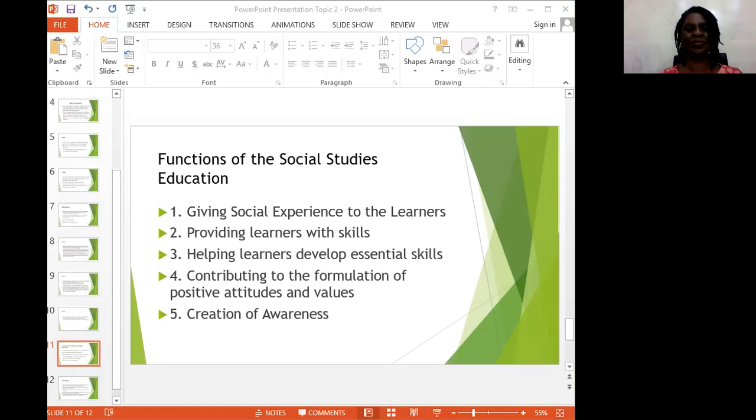Great. The fourth one, it helps in contributing to the formulation of positive attitudes and what? Values. And these are positive beliefs, positive attitudes, and positive behavior. And finally, it helps in creating what? Awareness. And what is this awareness? It makes them aware of both the physical and social, cultural diversities.